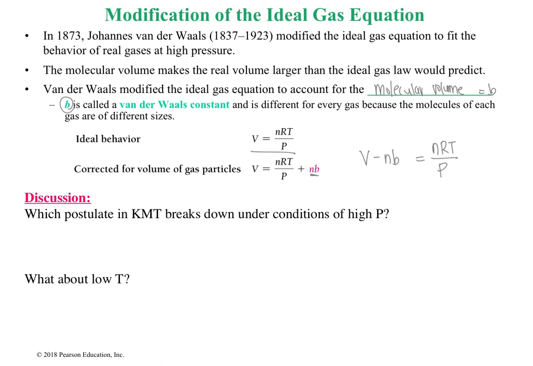So which postulate in KMT breaks down at high pressures? Under high pressures, KMT says that molecules don't take up any space, but now their size starts to matter. At high temperatures, the molecules are moving around all the time. At low temperatures, they slow down, so they start to stick together. They start to feel each other's forces, and the collisions start to be inelastic. So we'll see that next.